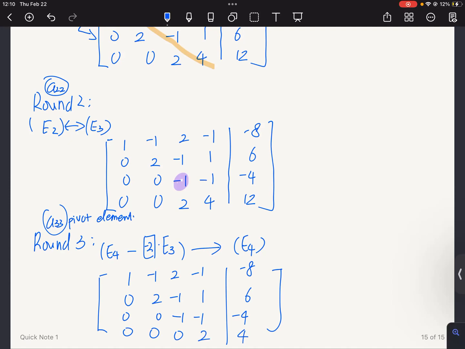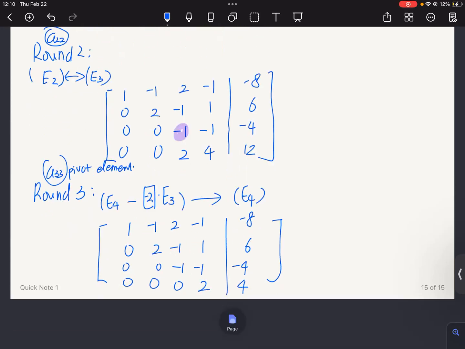And now, after the 3 rounds of row operations, you will see this is the diagonal, and below the diagonal, all the elements are 0. And this is the desired result. And you cannot stop here because our ultimate goal is to solve this equation. Gaussian elimination is just to help you simplify the system of equations.